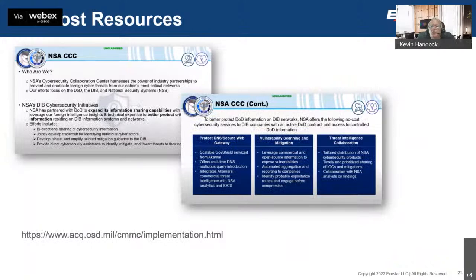There are some no-cost resources out there. Kyle, during his presentation, mentioned the locations where you can go to find what is CUI information, and how best to define that. These are some links to additional no-cost resources for you.